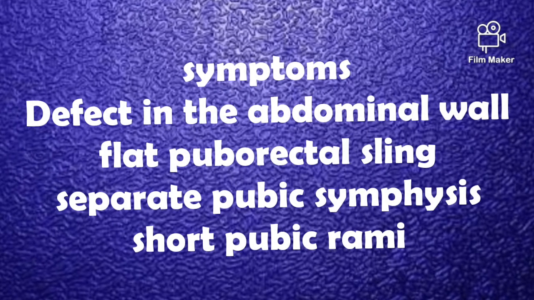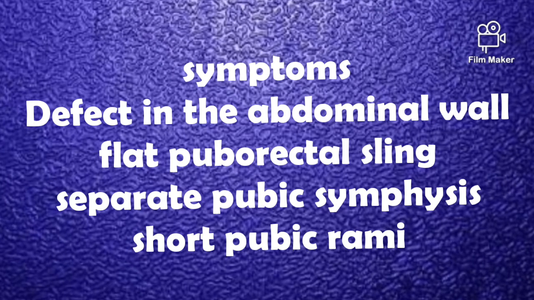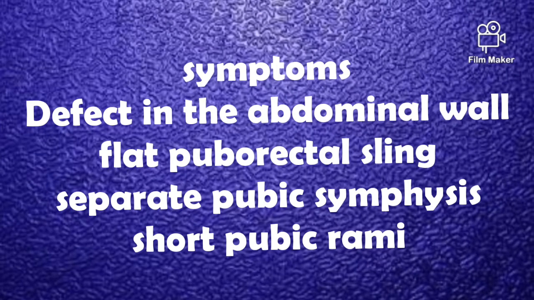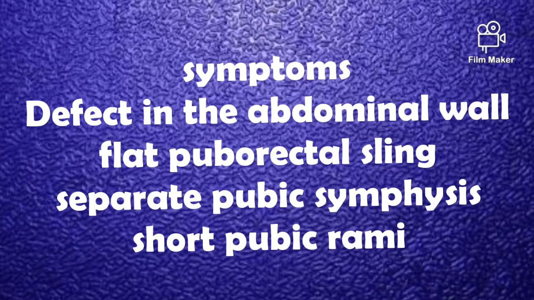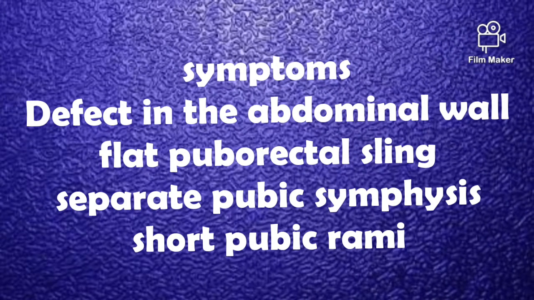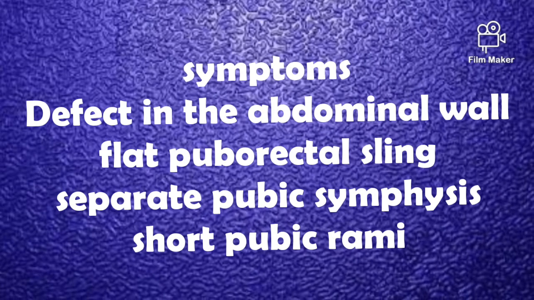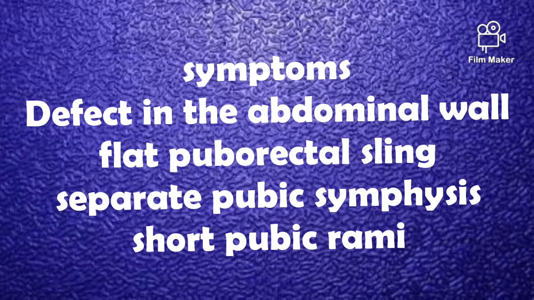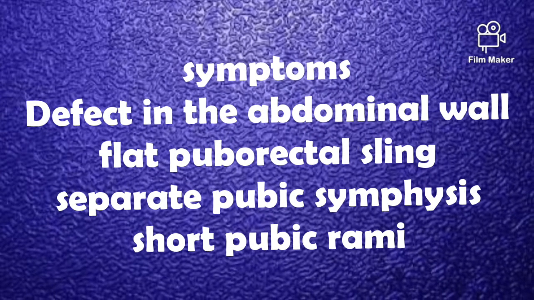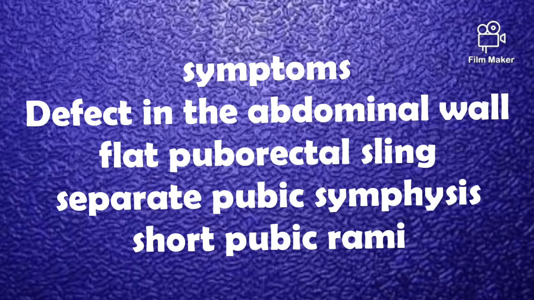Signs and symptoms of exstrophy of the bladder: a defect in the abdominal wall occupied by both the exstrophied bladder as well as a portion of the urethra. Next, a flattened puborectal sling, then separation of the pubic symphysis, shortening of the pubic rami and external rotation of the pelvis.